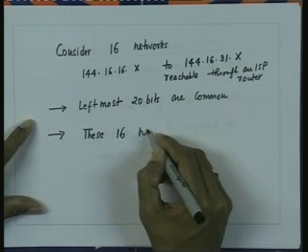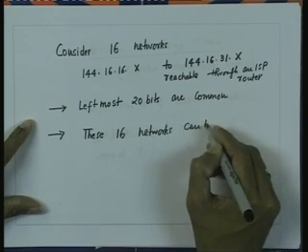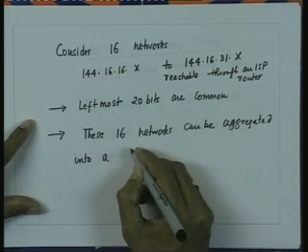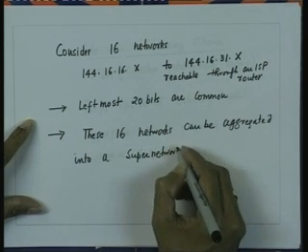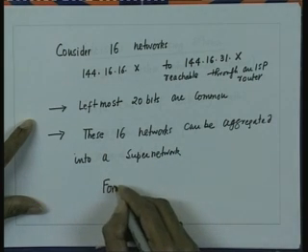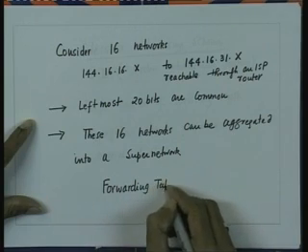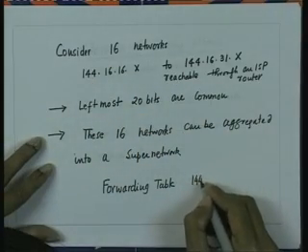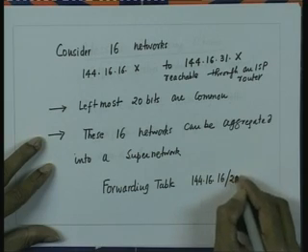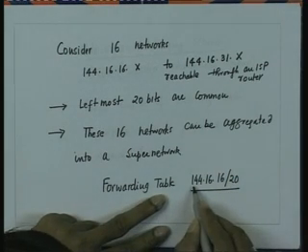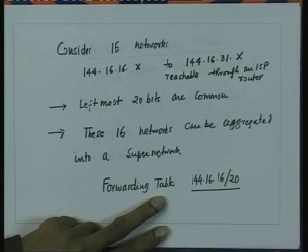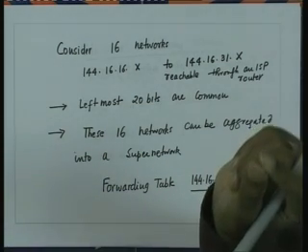So these 16 networks can be aggregated into a super network, and the forwarding table of the core routers will now have just one entry instead of 16 entries, and that entry will be 144.16.16.0/20. This means that if I write this in binary notation, 144.16.16 is 24 bits, but the first 20 bits of this represent the address of this super network.